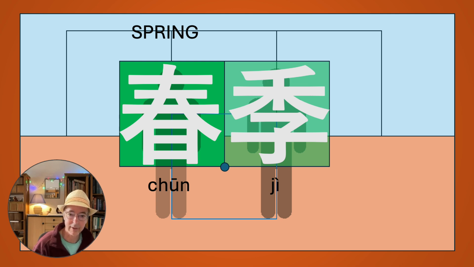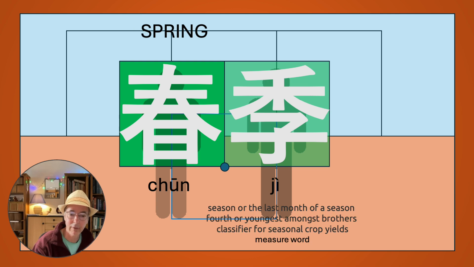You can see this is in the field of timing, so it is all about a certain timing. What is timing about? First we go to jì, the element that describes that we are talking about elements. If you look it up in a book, you see it's about the season, the last month of a season, or the fourth of young brothers, or a classifier, also for seasonal crop yields, all kinds of measure words. Here it actually measures the four elements.